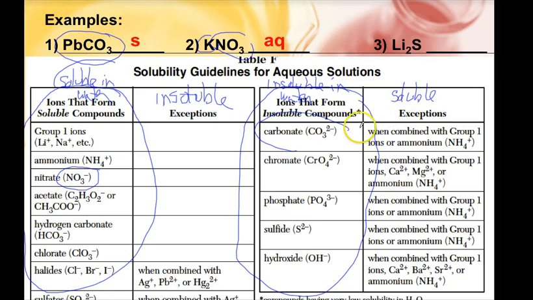Last one is lithium and sulfur. Well, here's sulfur right here. And this is under the insolubles. And let's see if lithium is one of the exceptions. Oh, it is. It's in group 1. And since it's an exception, it is soluble. So it would also be aqueous.